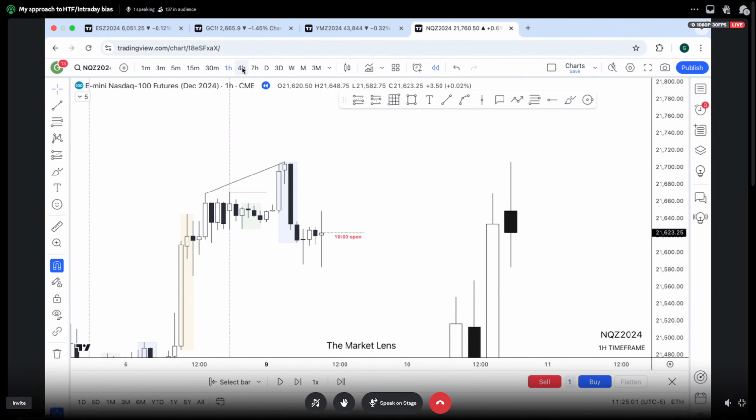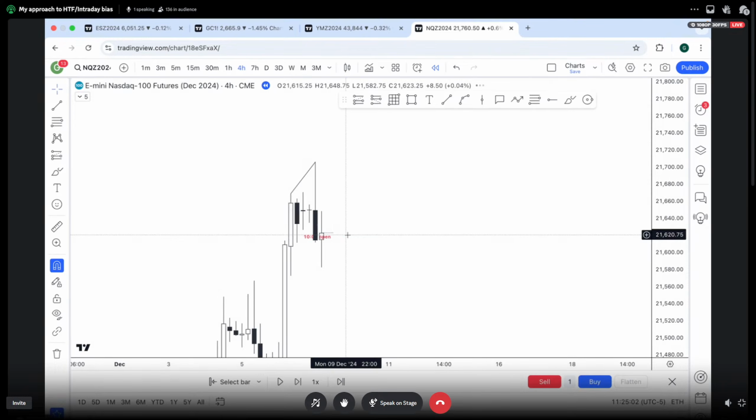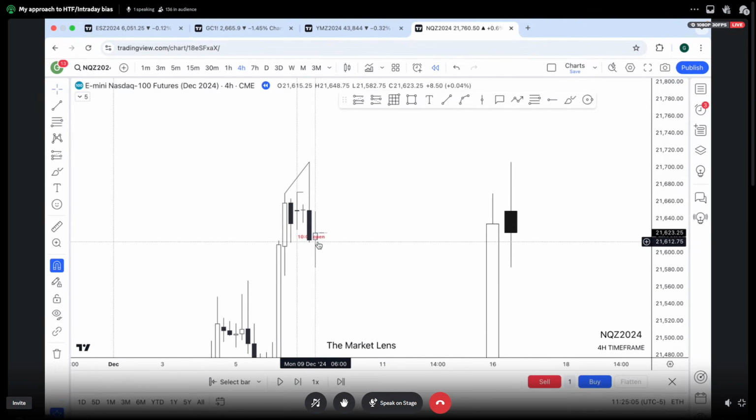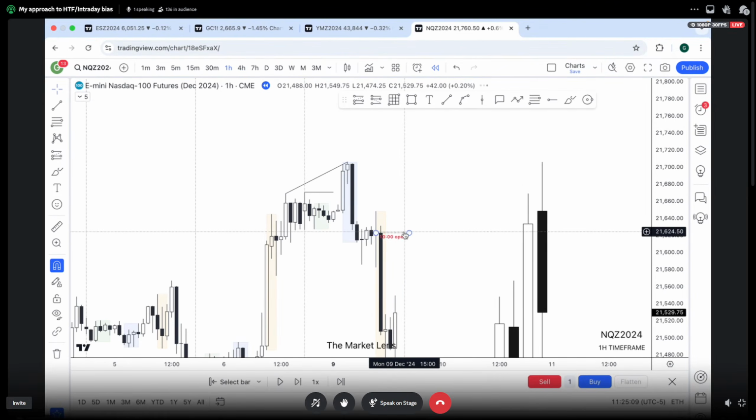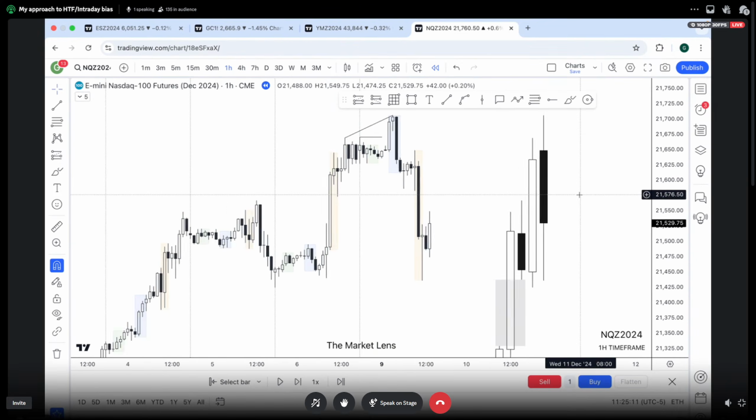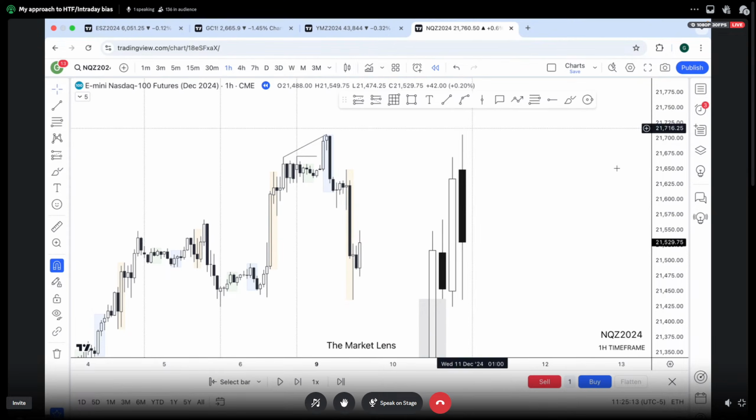So we can already expect a 10 a.m. expansion, right? That small opposing run to expansion, right? I know some people caught that as well. So let's go to the next day.